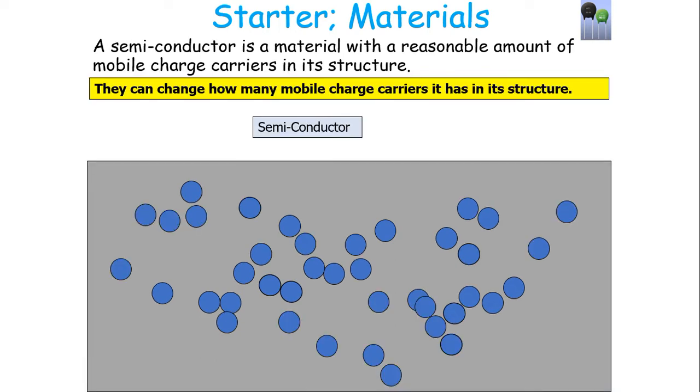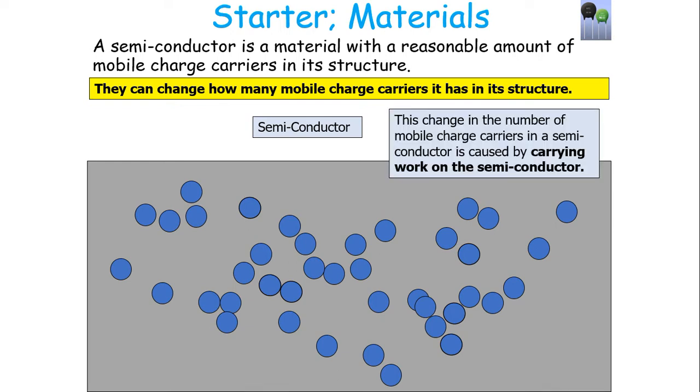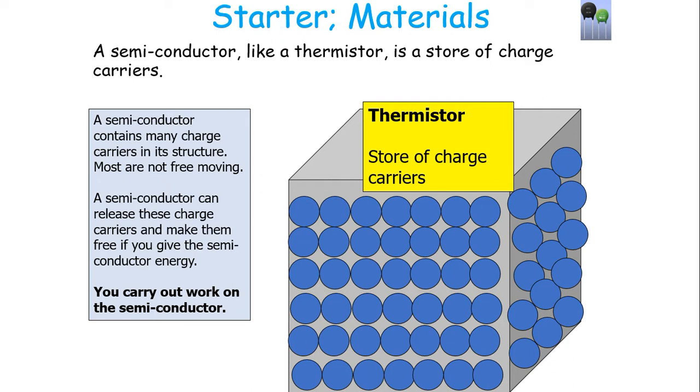Now, a semiconductor is a material with a reasonable amount of mobile charge carriers in the structure, and very importantly, it can change how many mobile charge carriers it has in its structure. You can change the number of mobile charge carriers in a semiconductor by doing work on the semiconductor. So, for example, a thermistor. In a thermistor, the majority of the charge carriers are not mobile, they are fixed in the thermistor. But it can actually release these charge carriers if work is put into the thermistor.